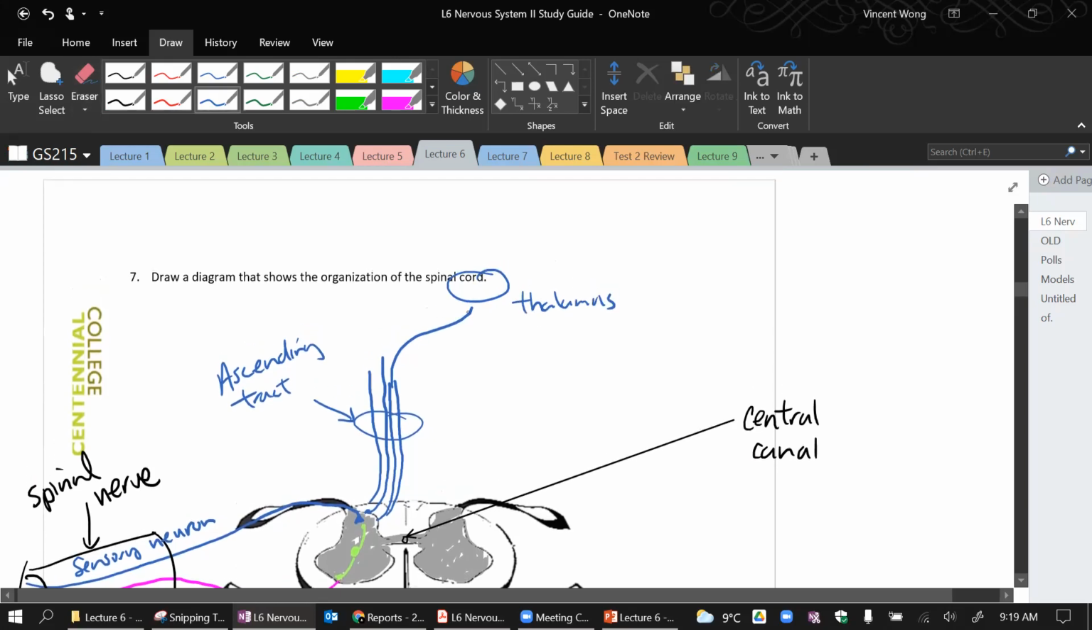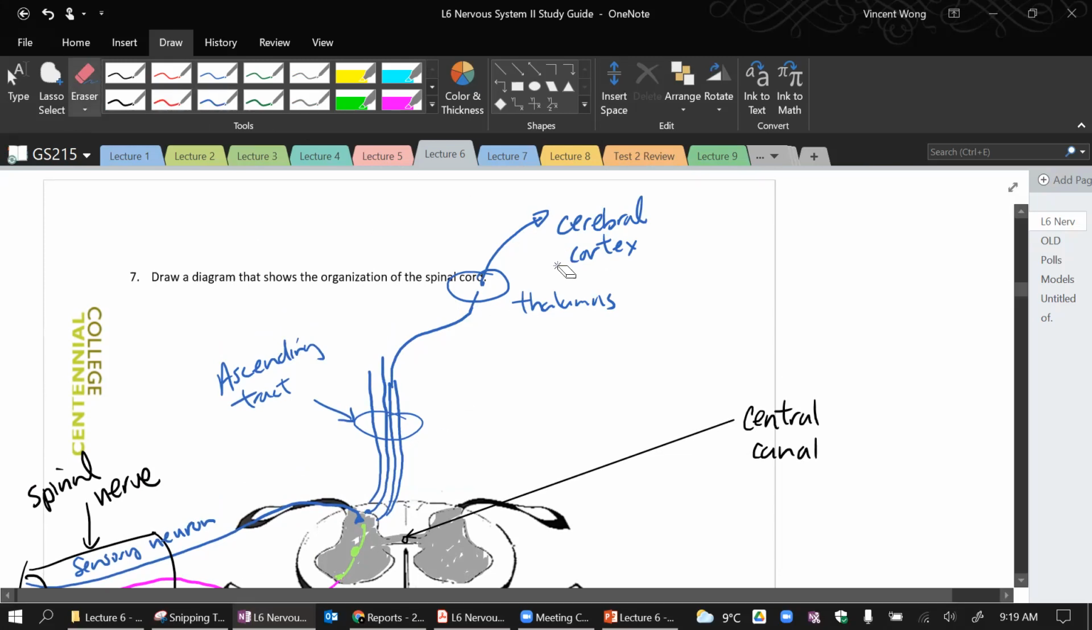There the information will be filtered, and then it will get projected to different parts of the cerebral cortex, depending on what information it's containing. If it's containing pain from the hand, then it's going to go to the parietal lobe. If it's related to vision, then it's going to go to the occipital lobe. So the thalamus will filter that information and redirect it to the appropriate part of the brain.